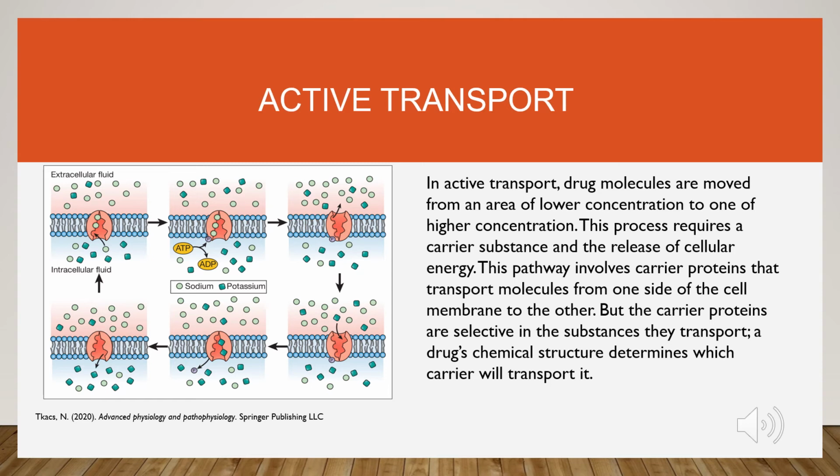The active transport pathway involves carrier proteins that transport molecules from one side of the cell membrane to the other. But the carrier proteins are selective in the substances they transport. A drug's chemical structure determines which carrier will transport it.